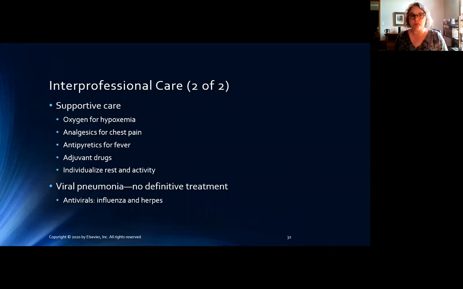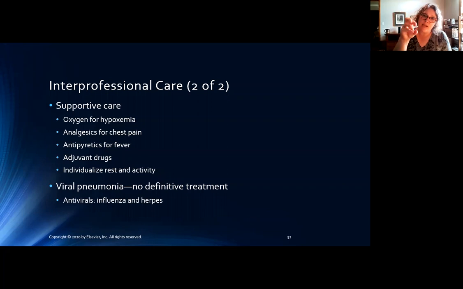Antipyretics for fever, so adjuvant drugs, any sort of drugs that will help increase their rest and activity, increase their comfort levels. Perhaps they're having a little bit of diarrhea from the antibiotics, so we may have some Imodium or something else that will help with the diarrhea that might be associated with their antibiotic therapy. And then individualize their rest and activity.